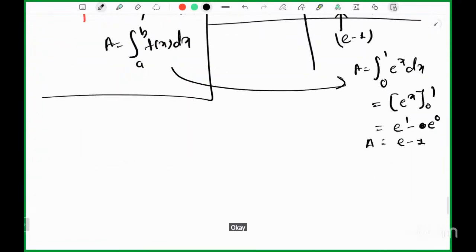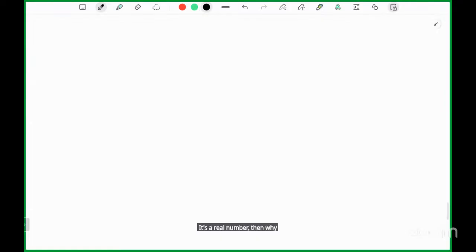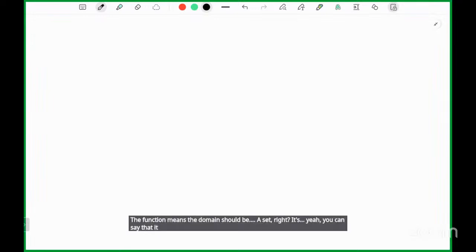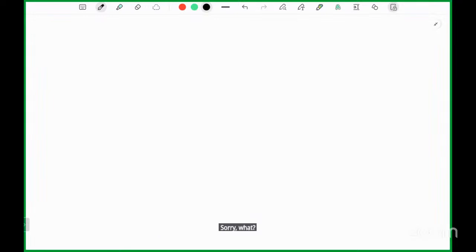Okay. It's a real number, then why is it not an exponential function? See, function means the domain should be a set, right? You can say 2 to the power b, with b a constant, is a function, but it's an exponential expression, not an exponential function. Sorry, 2 what? b power n is the exponential function. 2 to the power x is an exponential function.